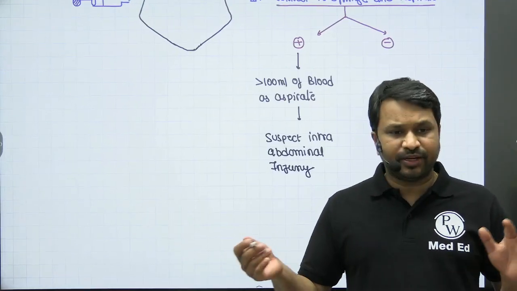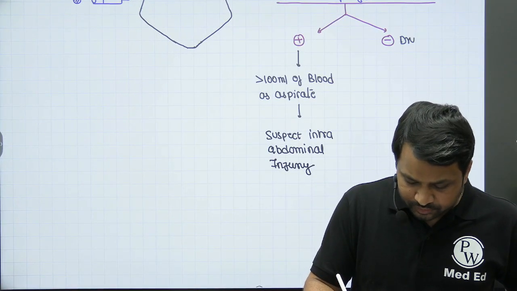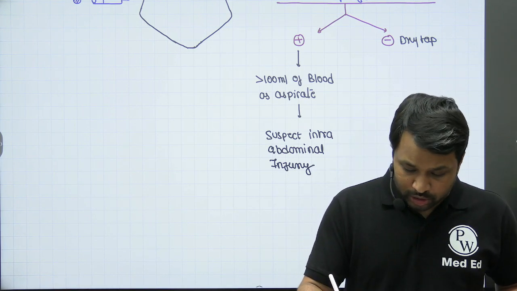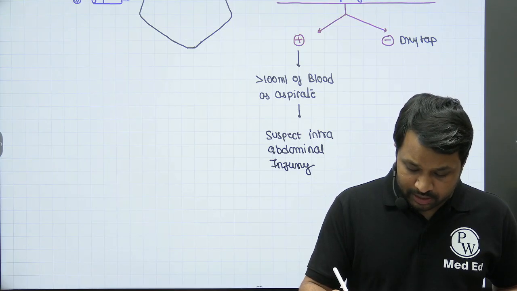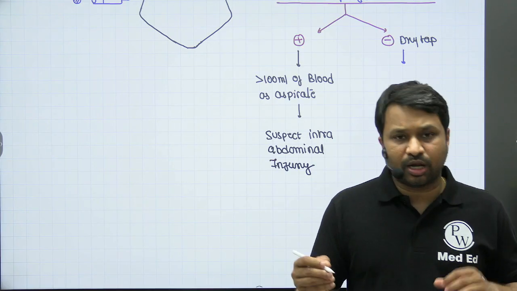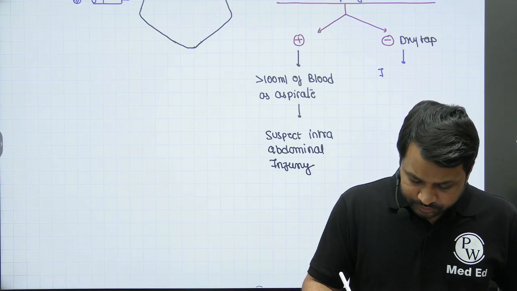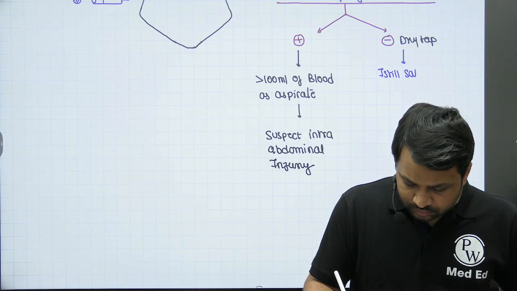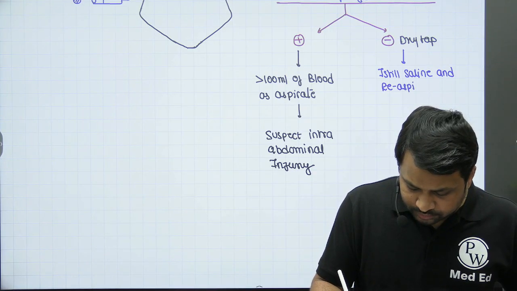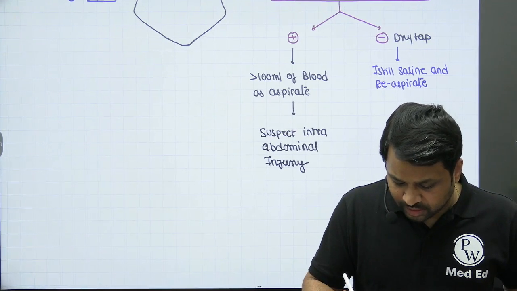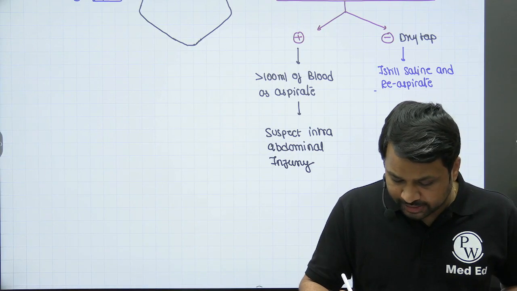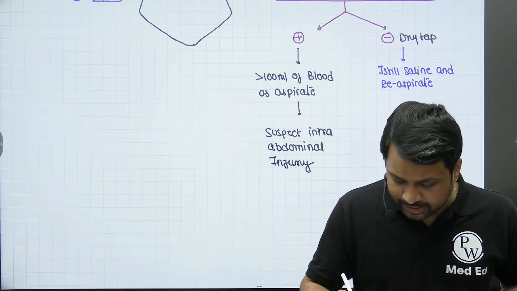On the other hand, if it is nothing, we call it a dry tap. Again, a dry tap does not rule out that there is no problem at all. So in order to conclude what this dry tap really means, you're going to instill saline. Normally we instill 100 to 200 ml of saline, and then re-aspirate. Whatever you re-aspirate and collect in a syringe is what we call the effluent.